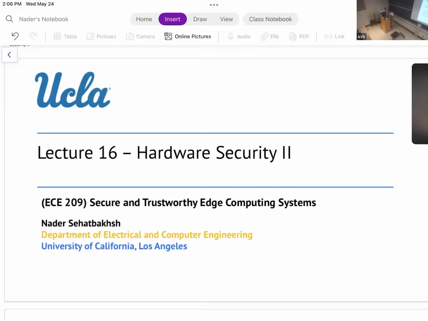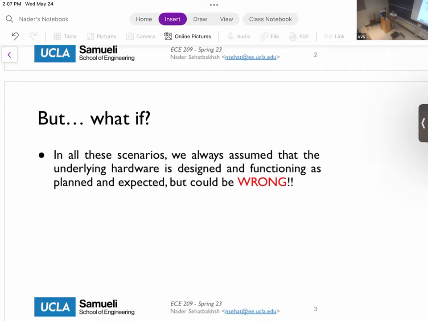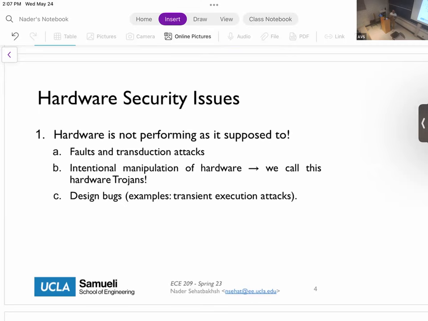So today I want to continue talking about hardware security. If you remember, the story we started with sensors and environments and faults and software. And then we said that in all these things, we didn't really consider hardware as the source of problems. We kind of did with faults, but not really. I said that there are three issues that we need to be worried about. The first one is that the hardware is not performing what it's supposed to. We learned a little bit about this throughout this class when we were talking about faults. But there are two other things.